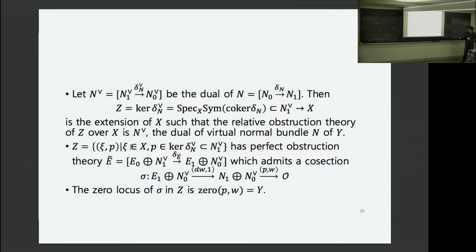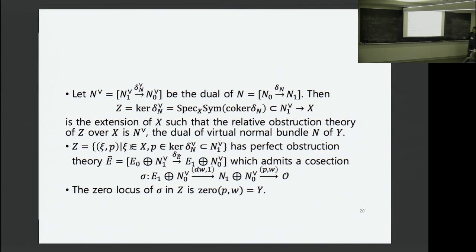And then N0 dual can be paired with W. W is a section of N0 in the previous slide. So everything goes to the structure sheaf, within all the canonical trivial line bundle. So this is a cosection. And the zero locus of this cosection is exactly Y.